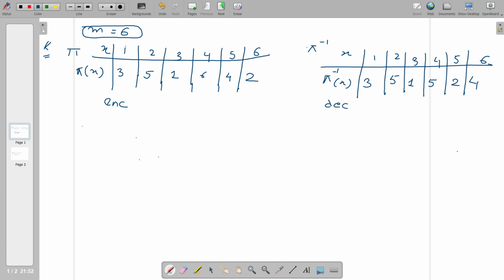Now let's see how we are going to use this permutation cipher. Let's say the text is defend the hilltop at sunset. When we use this, the first thing we do is divide the plain text into groups of 6, because our window size is 6, so into 6 alphabets.